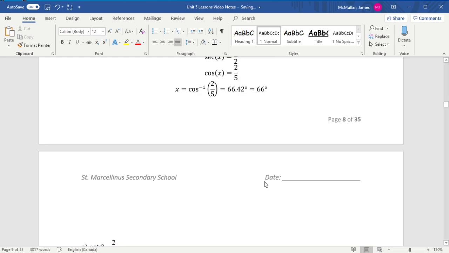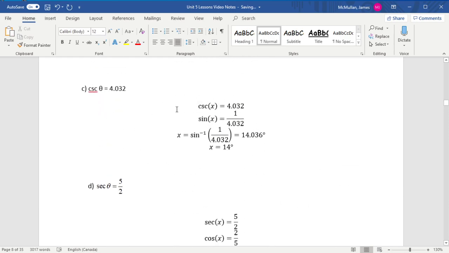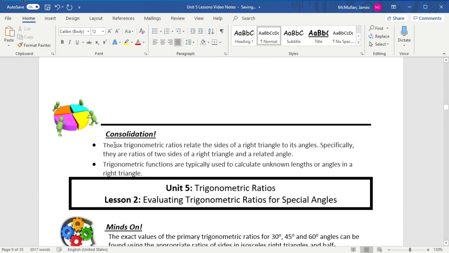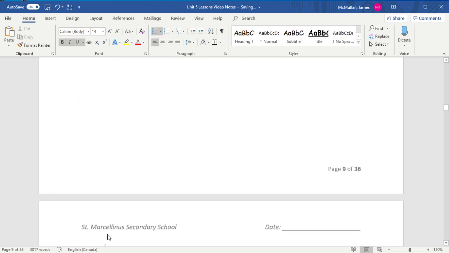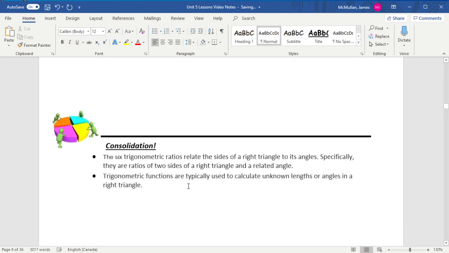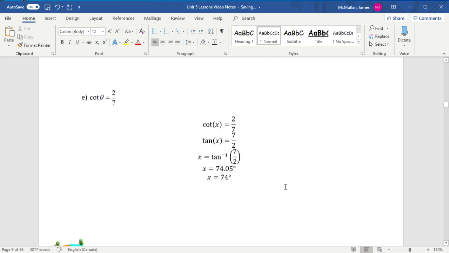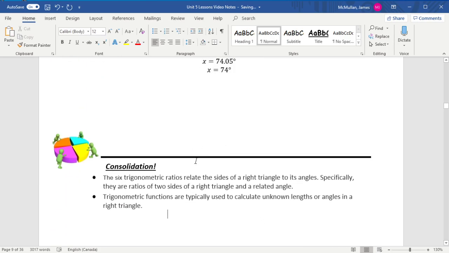Okay? So just for today, just reminding how the inverse function works, what it does. The inverse function is when you do not know the angle. If you don't know the angle, but you do know the ratio, you use the inverse function in order to get the angle. The 6 trig ratios relate to the sides of the right triangle. Trig ratios are typically used to calculate the unknown length or unknown angle. So if you're missing an angle or missing a side, you can use a trig ratio to find it. And today we're just reviewing the reciprocal ratios, so cosecant, secant, and cotangent, and then how you get an angle if you know the ratio.